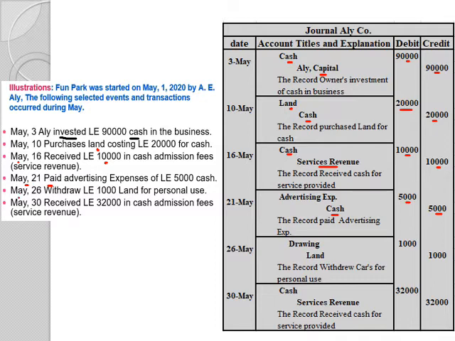Transaction number 5, May 26, withdraw £1,000 land for personal use. Withdraw expense increase, normal balance debit, record in the debit side, amount in the debit column 1,000 pounds. Land, assets, fixed assets, normal balance debit, decrease, record in the credit side and amount in the credit column. Explanation, entry, the record withdraw land.